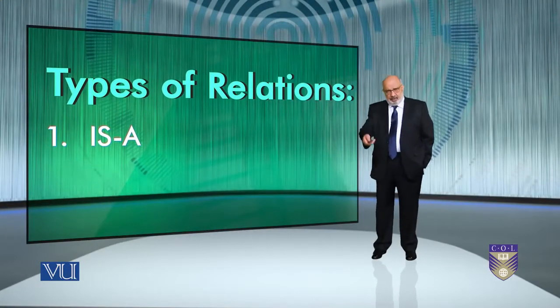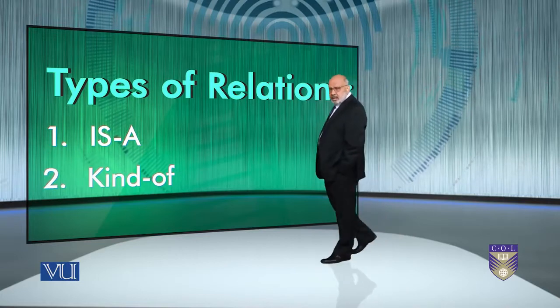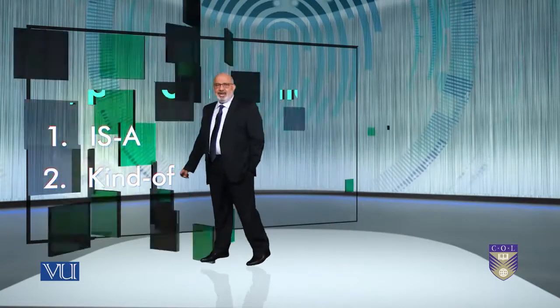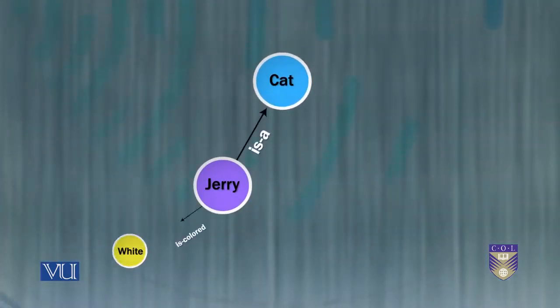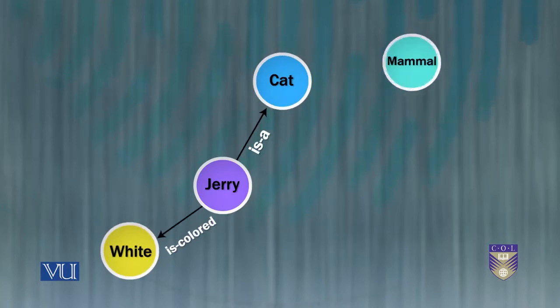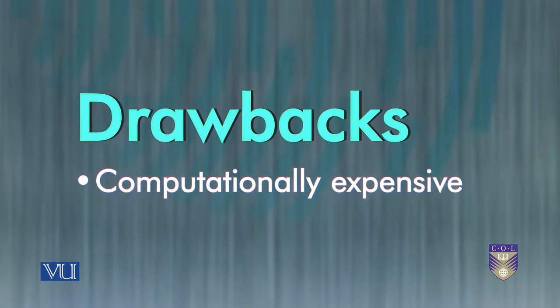It is an "is a" relationship, kind of, as I mentioned earlier on. Then we have statements like Jerry is a cat, Jerry is a mammal, and so forth. Several of these. As you can see on the graph here, how things are linked. There's another one: Jerry is colored white, and Jerry is a cat, and cat is a mammal. This is how you build up. So it actually looks very intuitive and very interesting and easy to understand. Drawbacks are there: it is computationally expensive, takes a lot of computing resources.